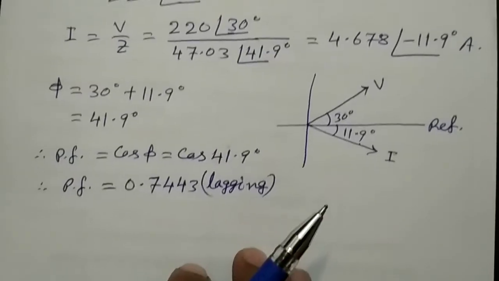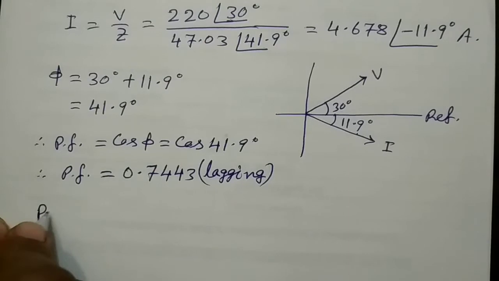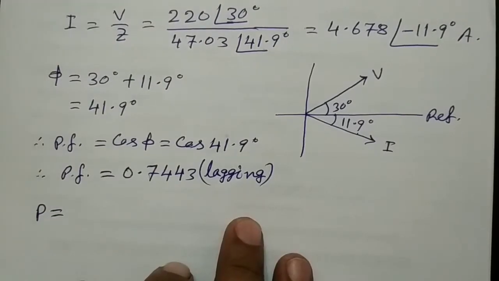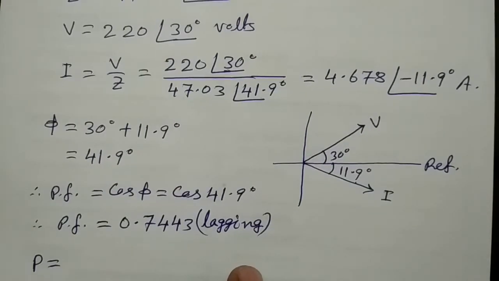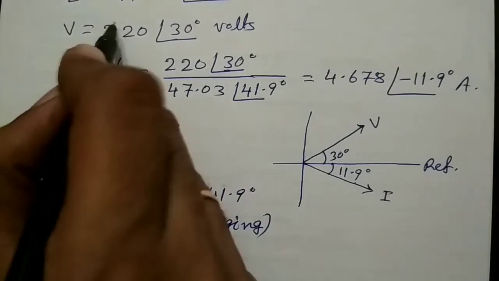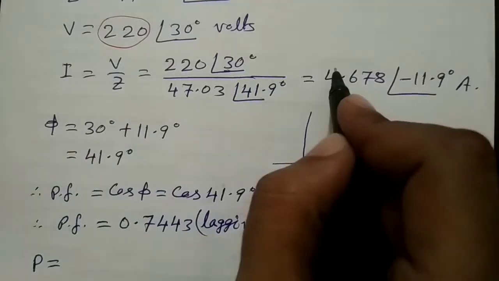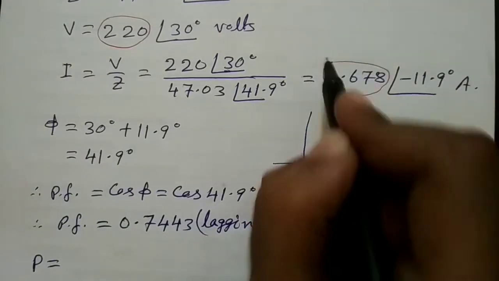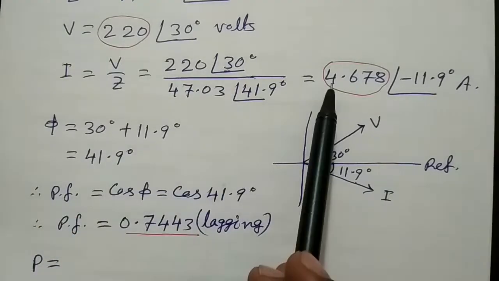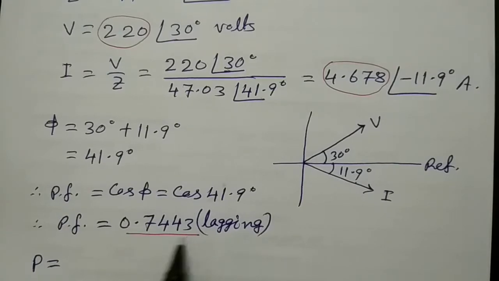Now the last part, that is the power in the circuit. As we know, P can be written as VI cos phi. If we want to use the VI cos phi formula, for voltage we have to use 220 because this is the RMS value of the voltage. V into I, this is the RMS value of the current, and this is the power factor. So it will be 220 into 4.678 into 0.7443.